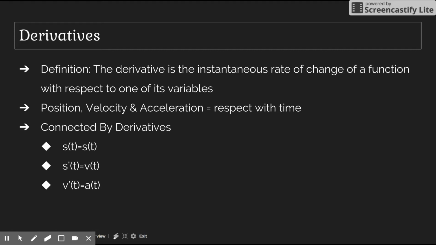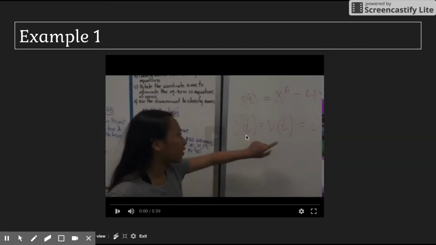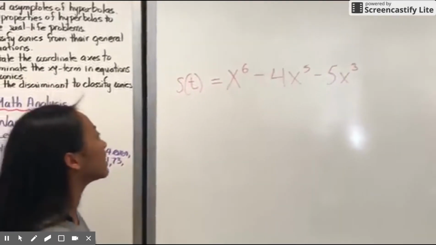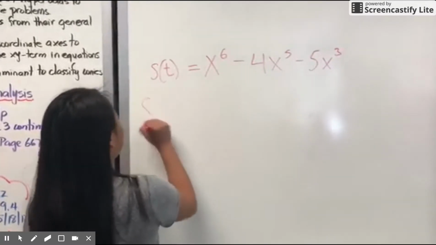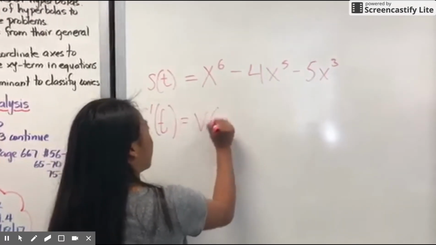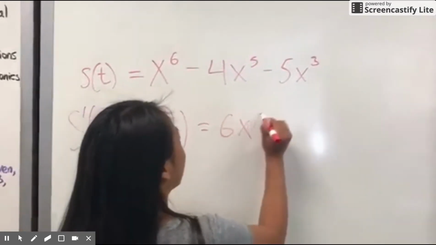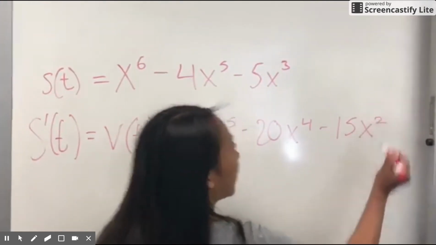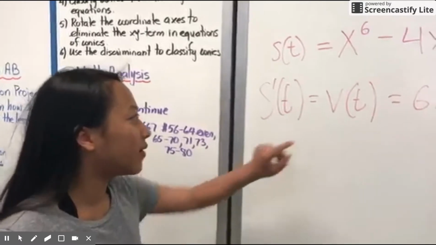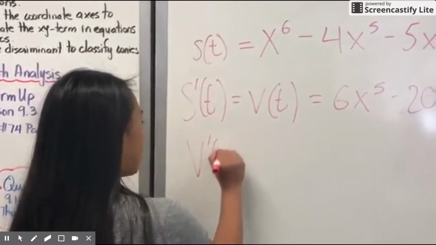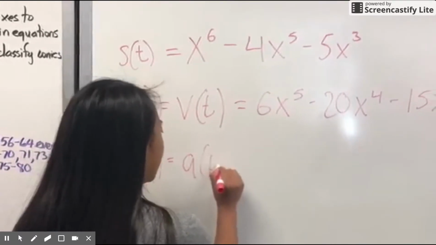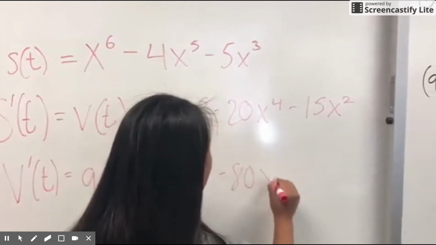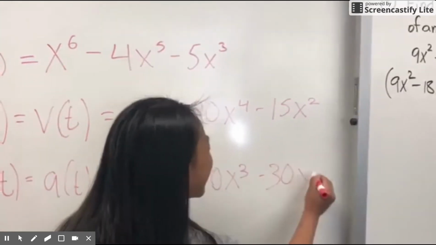Let's go over an example. So you're given your position function, which is s of t. In order to find the velocity, all you have to do is derive s of t, which would give you s prime of t equals v of t, which is 6x to the 5th minus 20x to the 4th minus 15x squared. And in order to find your acceleration, all you have to do is derive your velocity equation. So v prime of t is equal to a of t, which is equal to 30x to the 4th minus 80x to the 3rd minus 30x.